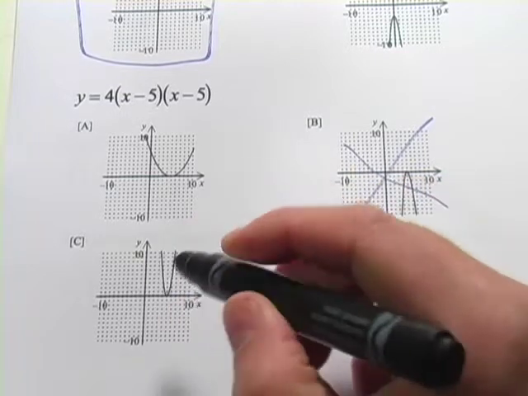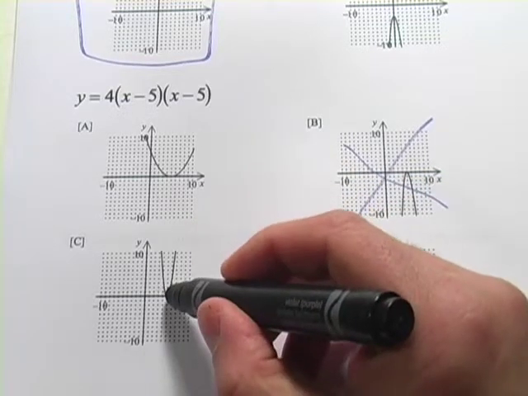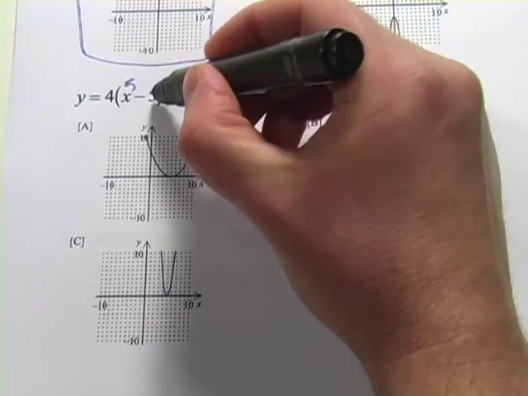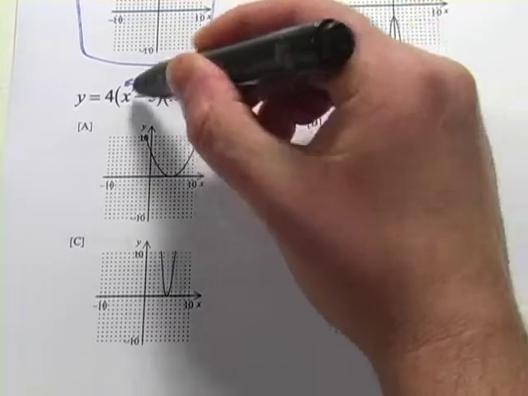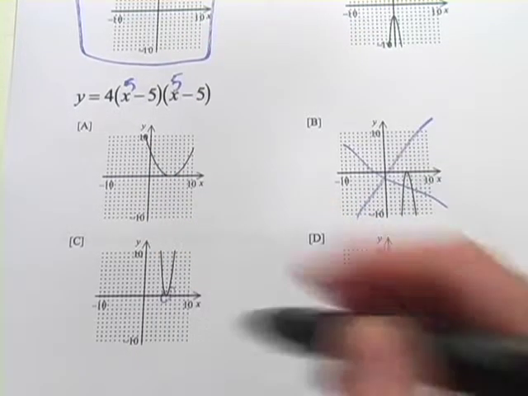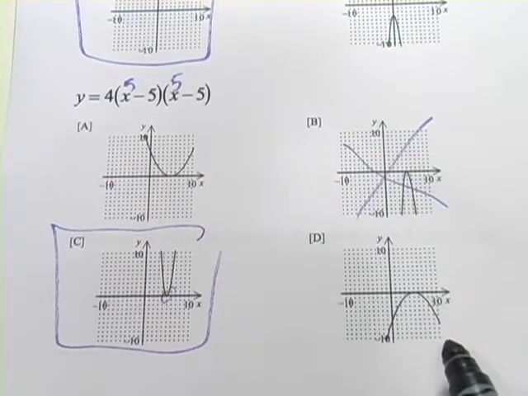But I want to check a point on this graph. I notice there's the point (5, 0). If I put in 5 for x, that would be 5 minus 5, and 5 minus 5, so 0 times 0. That would give me 0. So the point (5, 0) checks out. I think it's got to be C. Let's try one more.